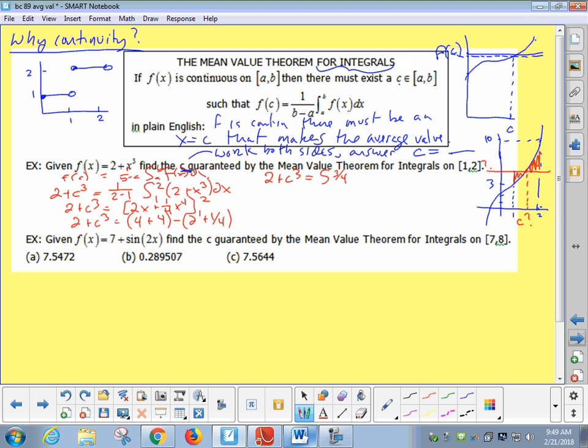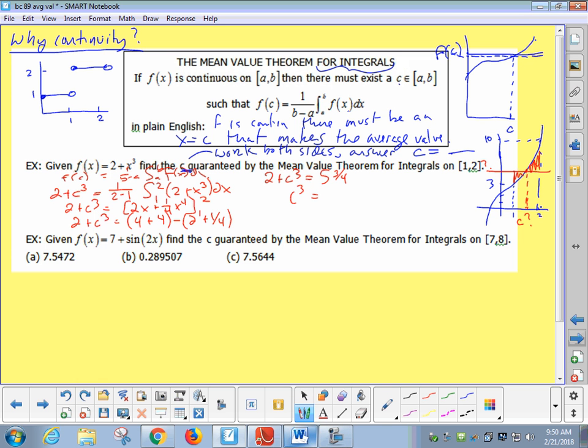What's special about 5 3/4 for this problem? What did I just find at that side? Yeah, that's f of c. That's the average value of the function. We know it was between 3 and 10. The average value is actually 5 3/4. Now the question though is, find the x where that happens. So if we now continue on, c cubed would be 23/4 minus 2. What's 23/4 minus 2?